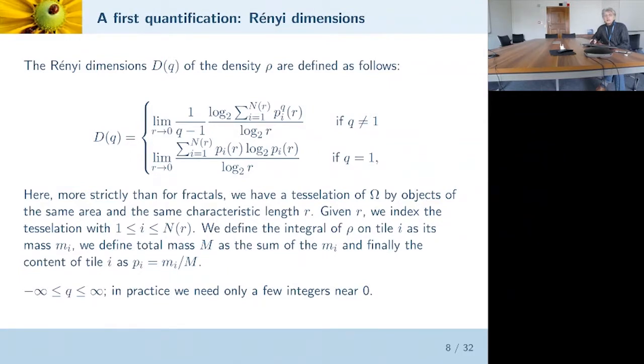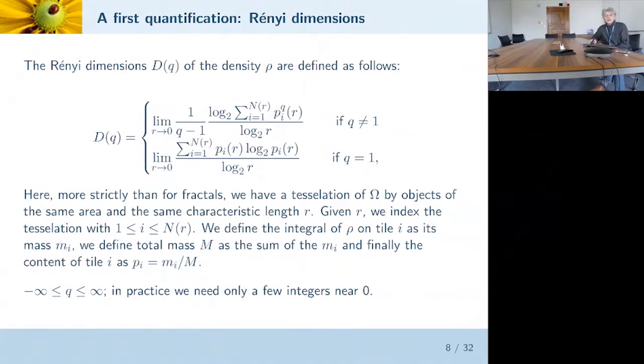So we have our domain omega, and we make a tessellation. The objects are the same area and the same characteristic size R. So you can think of a rectangle which is tessellated by squares or rectangles, all of the same size, with the same characteristic size R. We don't take the limit as R goes to zero, but what are we taking the limit of?